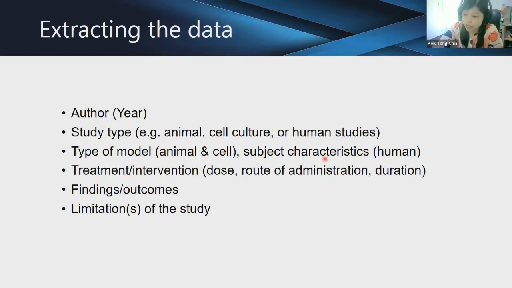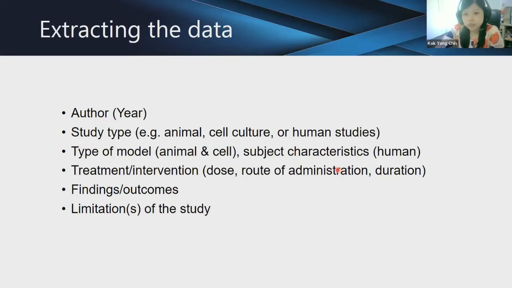If you are extracting data from human studies, you can also extract the subject characteristics for those particular studies. If it is about treatment, for example writing about the effects of drug A on a certain disease, then you can put in the interventions, the treatment, the dose used, the routes of administration, and the durations. Here are some of the important points you can put in. Of course, you also need to summarize the findings from that study. And sometimes there will be certain limitations addressed by the authors, and you can also put those in your data extraction.